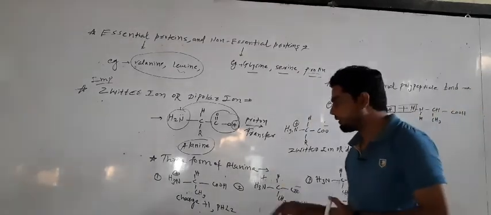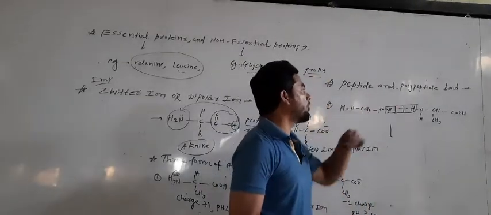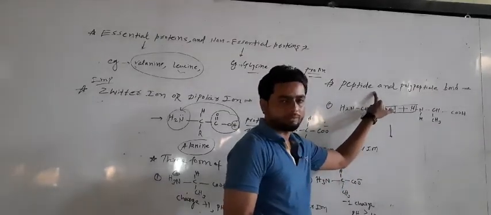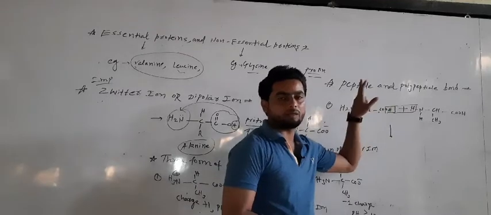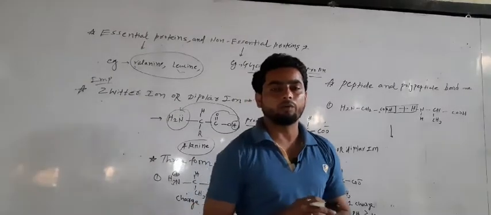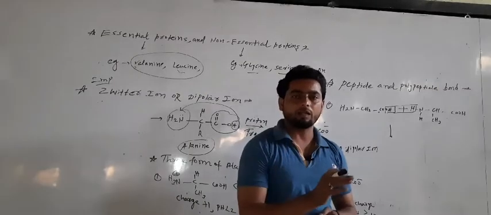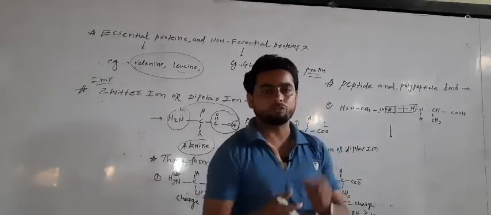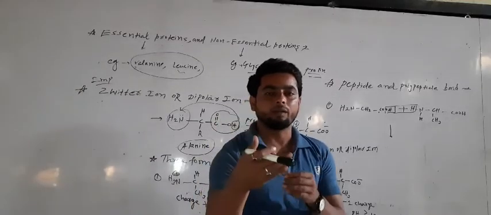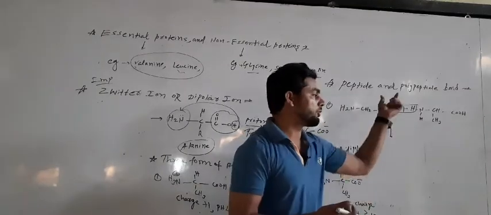Okay, clear. Next here the question is: what is the peptide and the polypeptide bond? Clear. So the peptide bond is defined as when two amino acids, similar amino acids or different amino acids, are joined together to form the peptide bond. When two or less than 10 amino acids are joined, that is 1, 2, 3, 4, 5, 6, up to 9, less than 10 amino acids joined, the bond that forms, what will we call it? We will call it the peptide bond, okay.